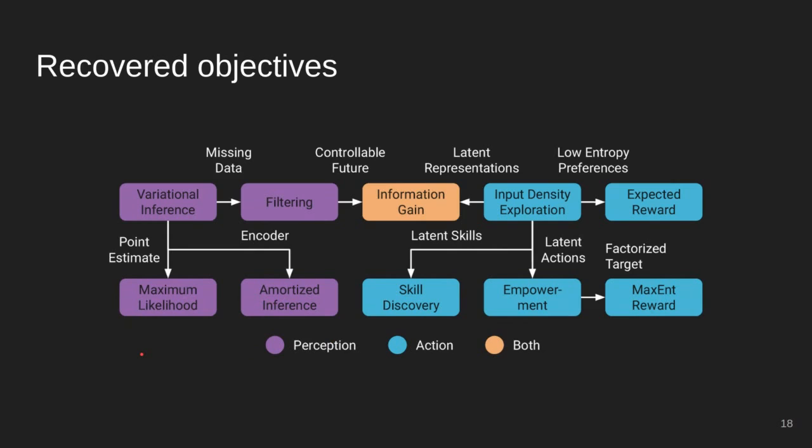They categorize them into three categories. One is perception, which is the case where there exists some latent representation, but without any controllable input. The other case is action, where they have some controllable input, but without any latent representation. And the last case, which includes both of these, is information gain, where you have the best of both worlds.